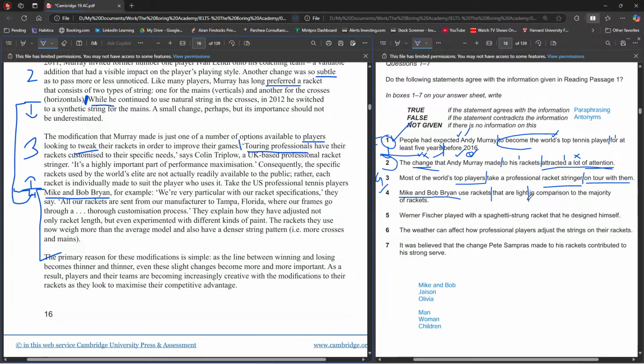Okay. So here it clearly says that the rackets that Mike and Bob Brian use are light in comparison to the majority of rackets. And here it says they now weigh more than the average model. More than. So this is contradicting. It doesn't matter whether other things are given or not given. This thing is contradicting, so we should go with false. False. Got it?